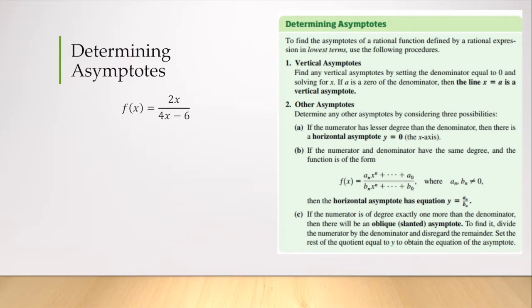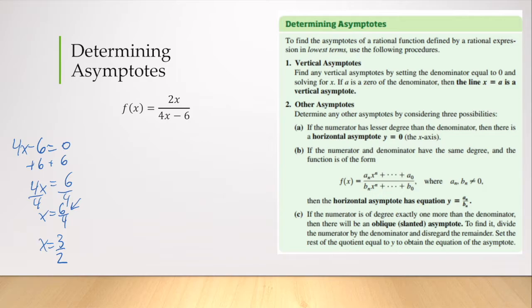Next, let's start out first by finding our vertical asymptotes. So I set my denominator equal to 0, and I solved. So let's add 6 to both sides. 4x equals 6, divide both sides by 4, x equals 6/4, but this isn't fully simplified. We always want to simplify all of our fractions. So I get x is 3/2.